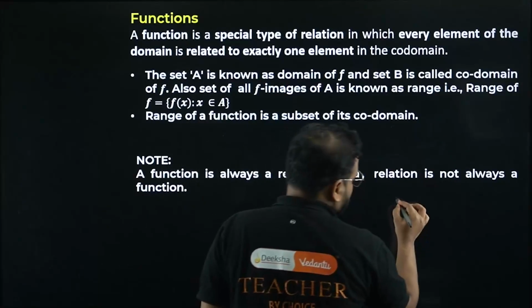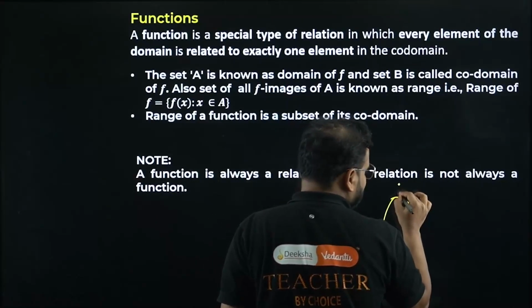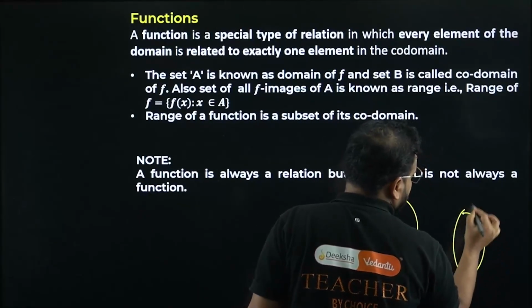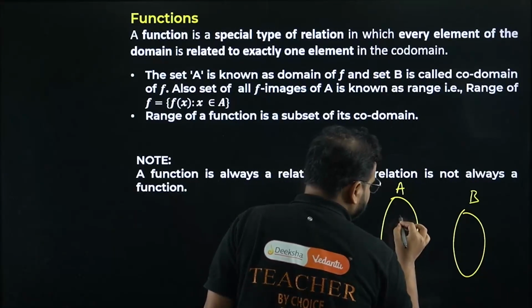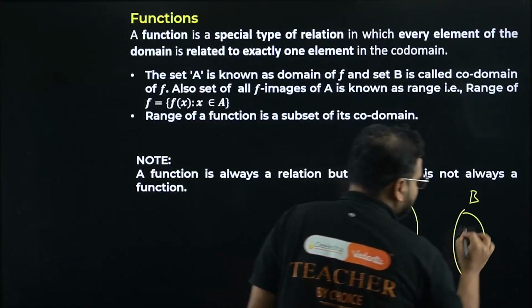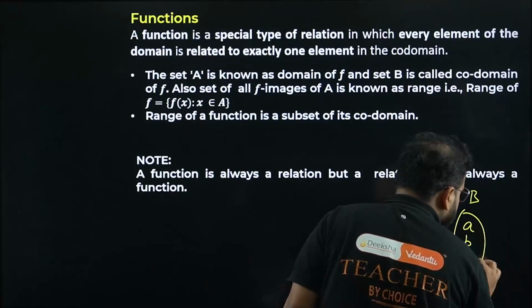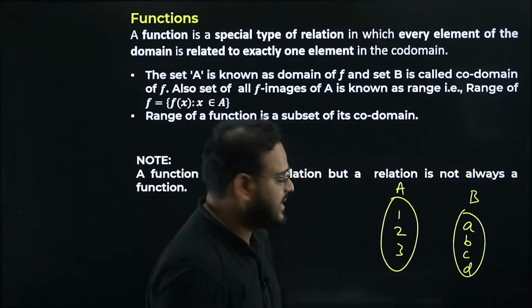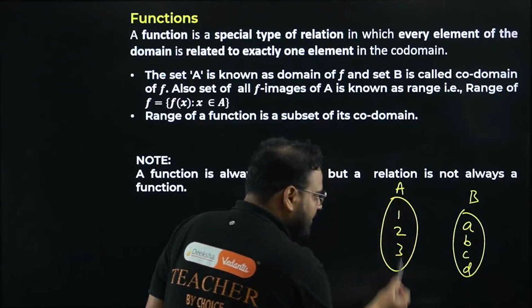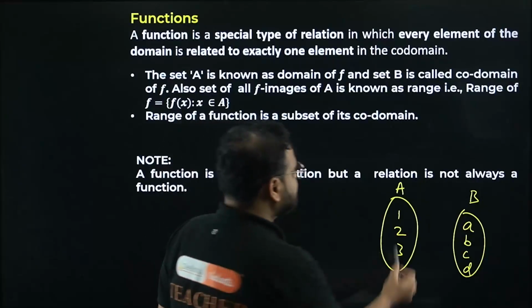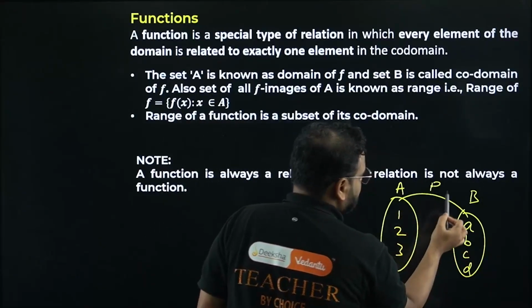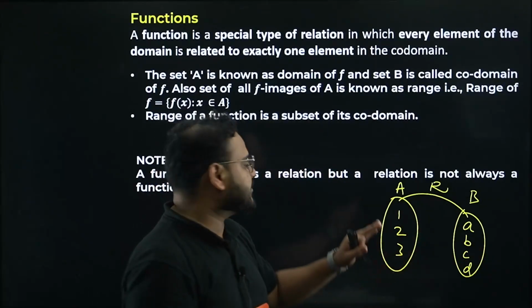So if I take set A like this and set B like this, let's say I have elements 1, 2 and 3 in A, and elements A, B, C, D in B. This is called my domain, and this is called my codomain. For the relation defined like this, it is a relation already given to you from A to B.